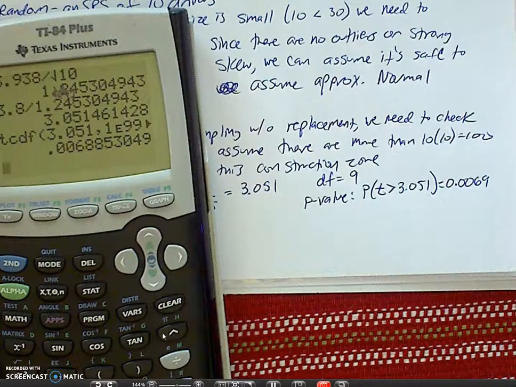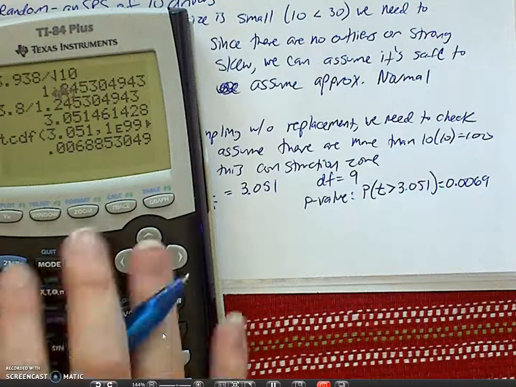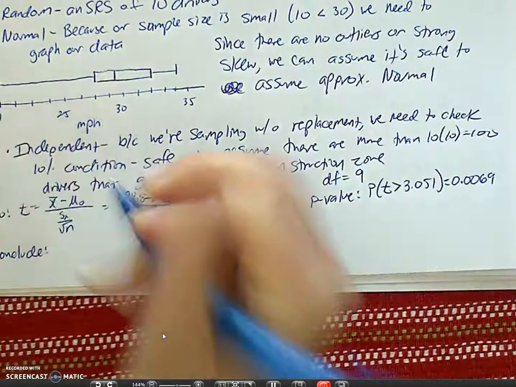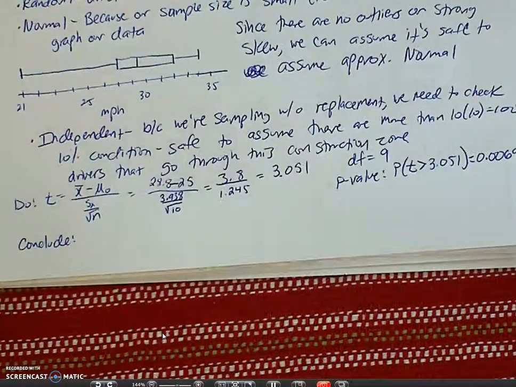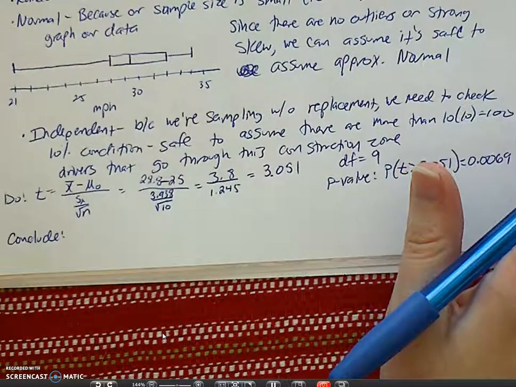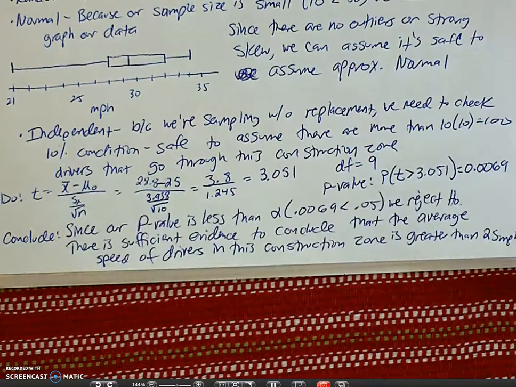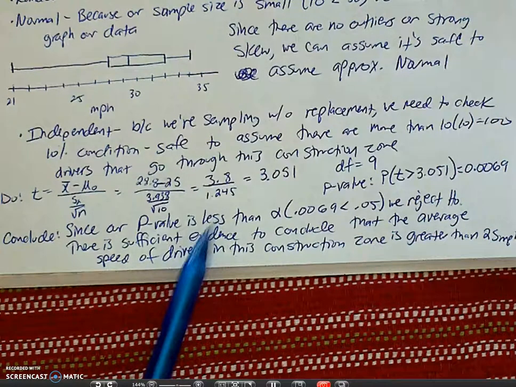Alright. So then we can come to a conclusion about this, and conclude just the way we did before. If your p-value is smaller than your alpha, you reject your null and say there is enough evidence to conclude your alternative. Since our p-value is less than our alpha, we are going to reject our null. So there is sufficient evidence to conclude that the average speed of drivers in this construction zone is greater than 25 miles per hour.